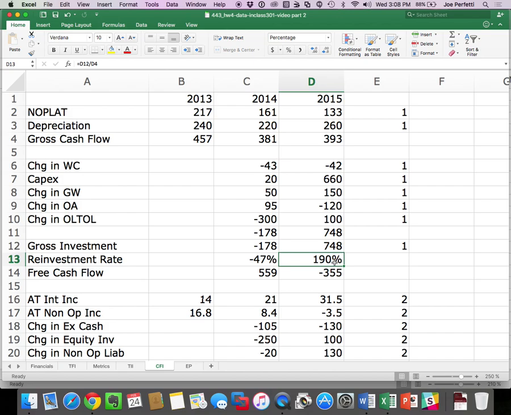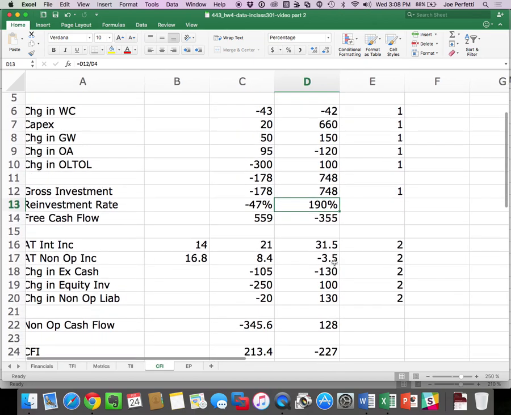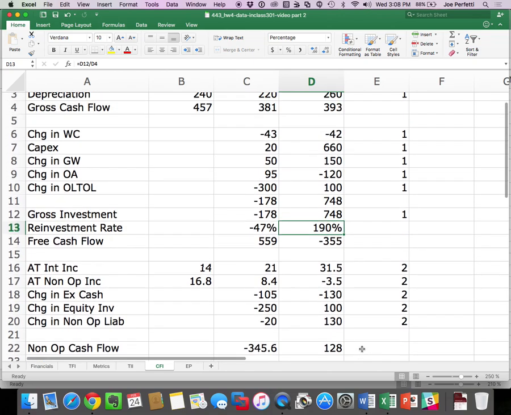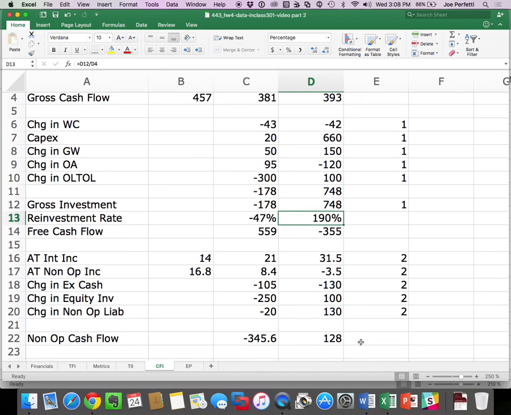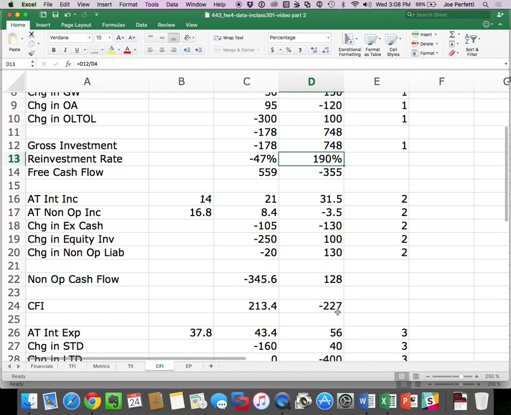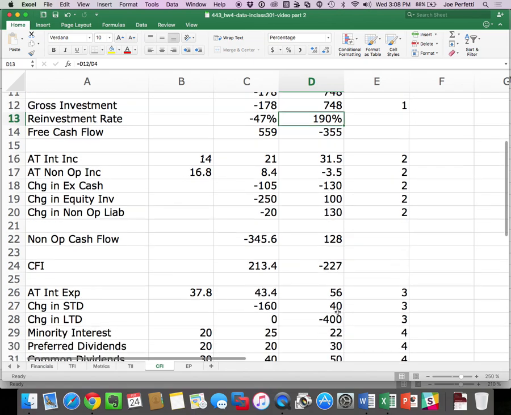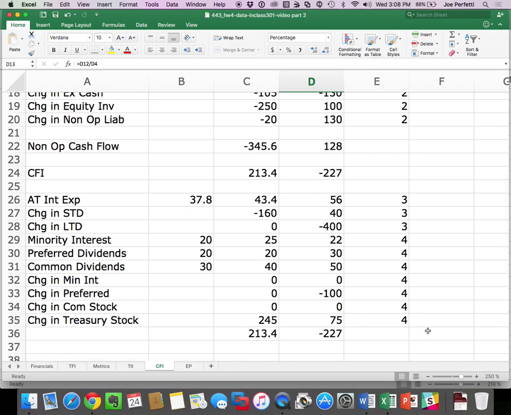But nonetheless, reinvestment rate is, if you're not reinvesting it, you're paying it out. So what is their ability to pay out in 2015? Do they have an ability to pay out? Not really, because they got to go find the 90%. Well, there's CFI. What's their CFI in 2015? Well, after non-operating cash flows, which is primarily excess cash, they ended up with 227 million negative. So where'd they get the cash from? Where did the cash come from?